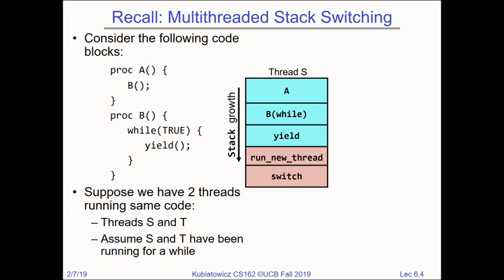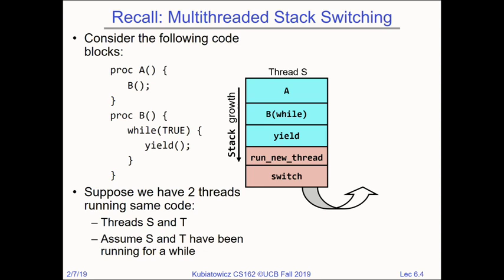Because really, what's interesting is look what happens with switch. When we return from switch, we go back to run new thread. So run new thread picked a thread. We call switch, switch returns. It just happens that when switch is actually switching to something else, what does it do? It changes the stack state to T.